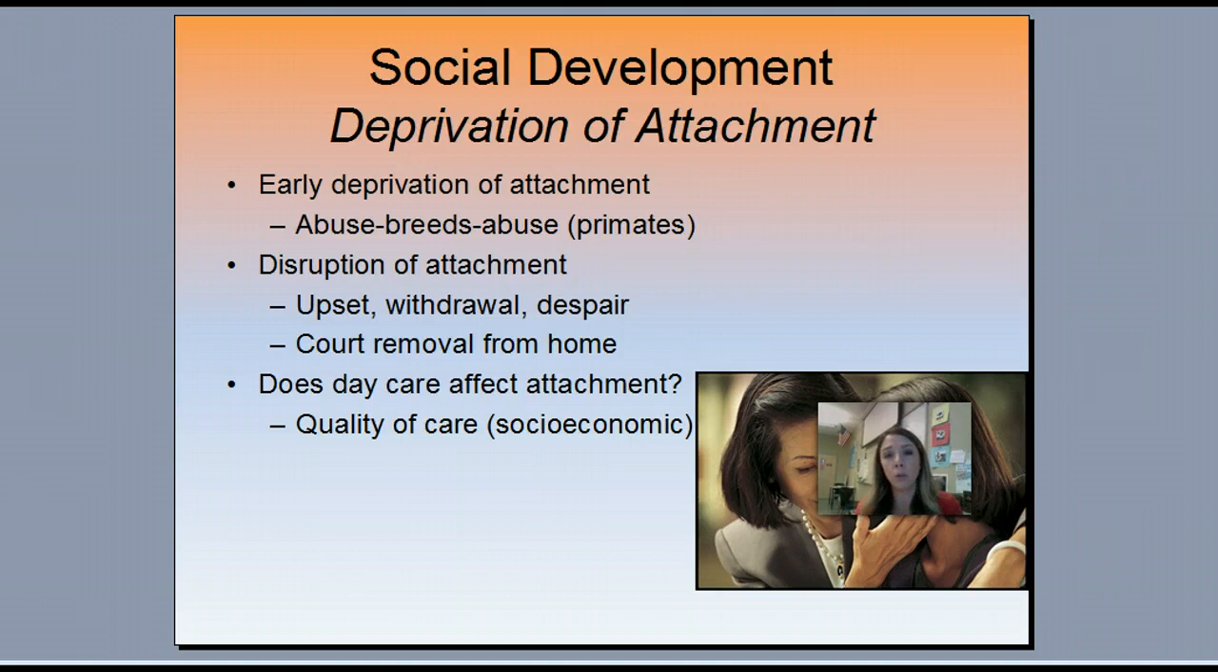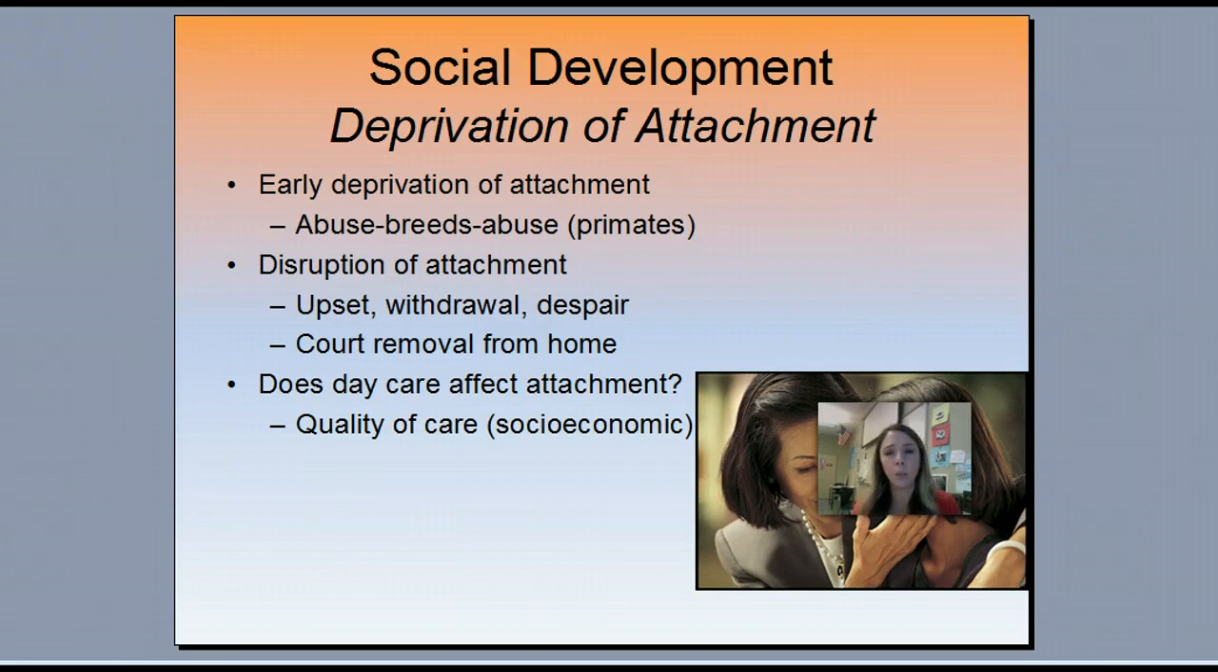This is not necessarily true with humans. What we find is that about 30% of people who are abused as children become abusive parents. So it's a way smaller percentage than we find with the monkeys. All right, people who had disruptive attachment, meaning they were attached to a parent or a person emotionally and then taken away early, so there's a disruption in attachment, also tend to be insecure, upset, withdrawn, and in despair. This is long lasting, but not permanent.